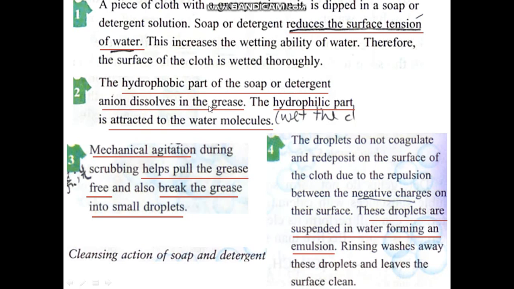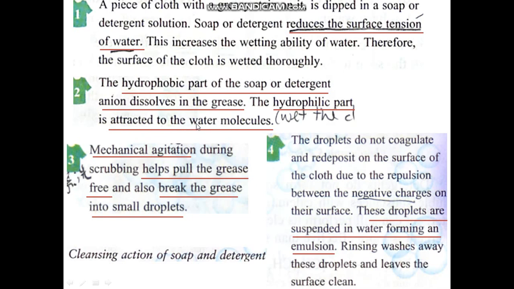And the third sentence: the hydrophilic part of detergent anion dissolves in water. Dissolves in water. This sentence brings you the third mark.